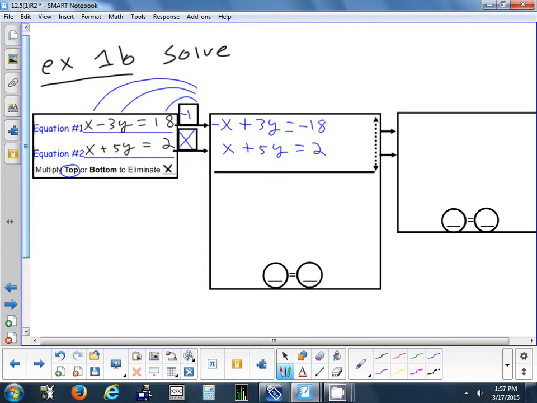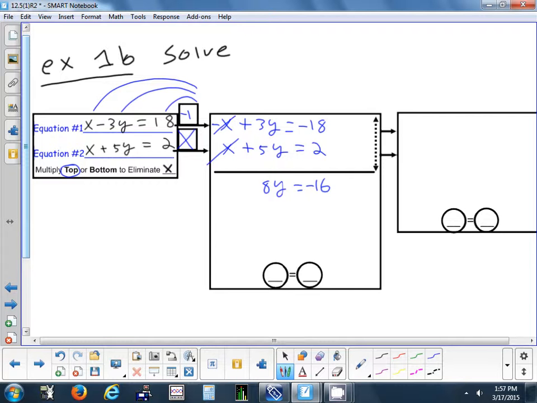Okay, remember this dotted line means you're going to combine your like terms vertically by adding. Your x's are going to cancel out: negative x, positive x. What's 3y plus 5y? 8y. And negative 18 plus 2? Negative 16.